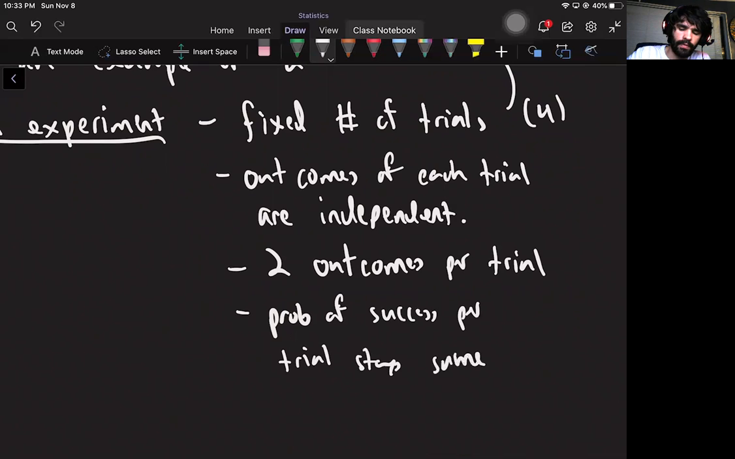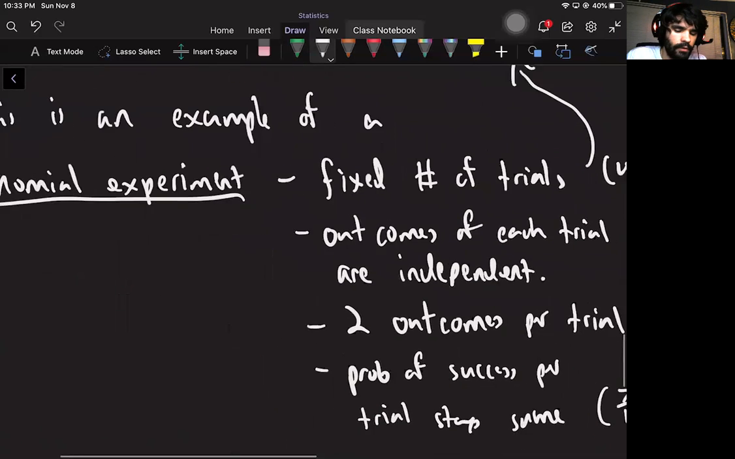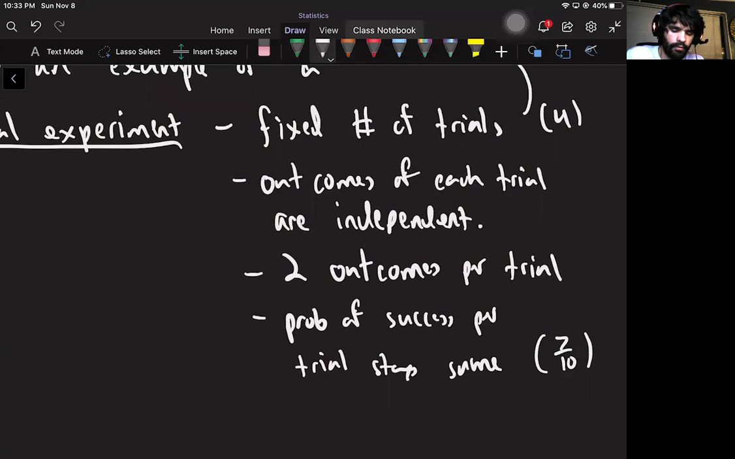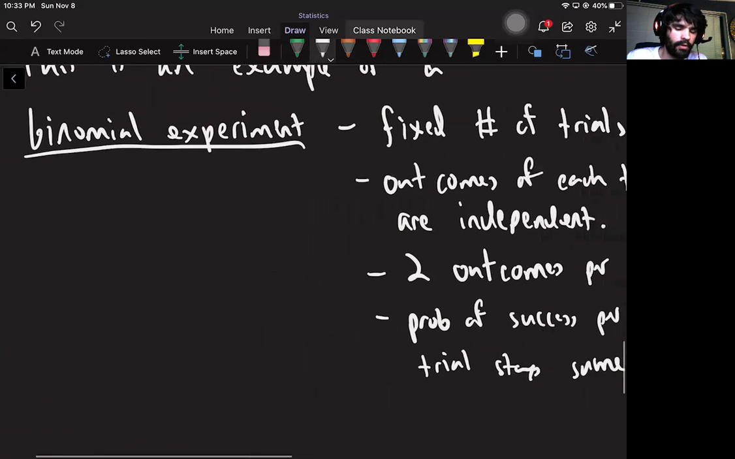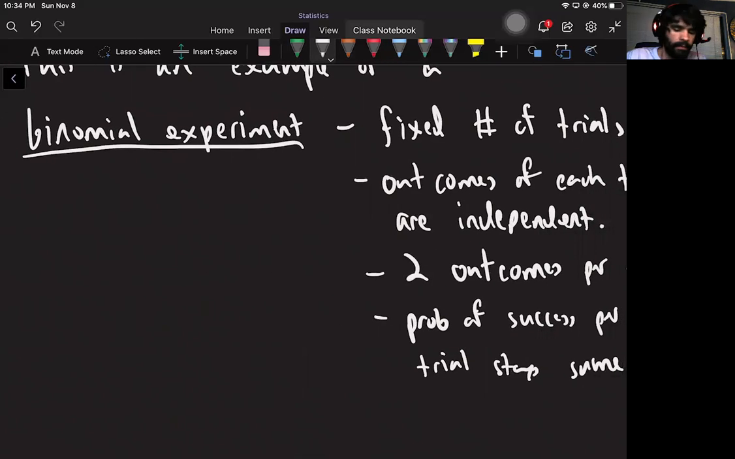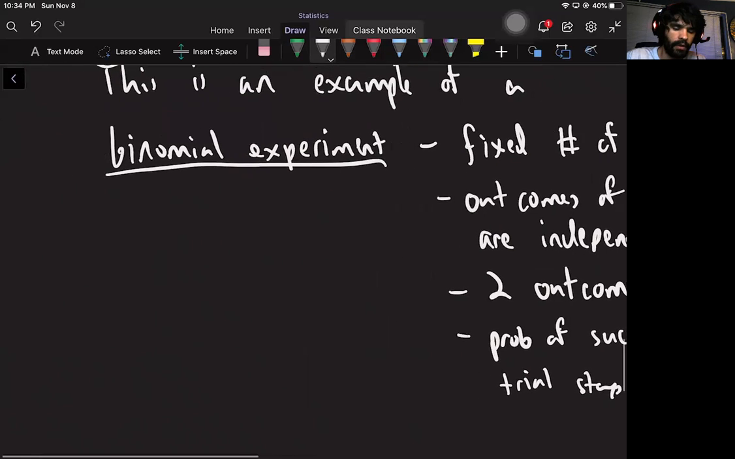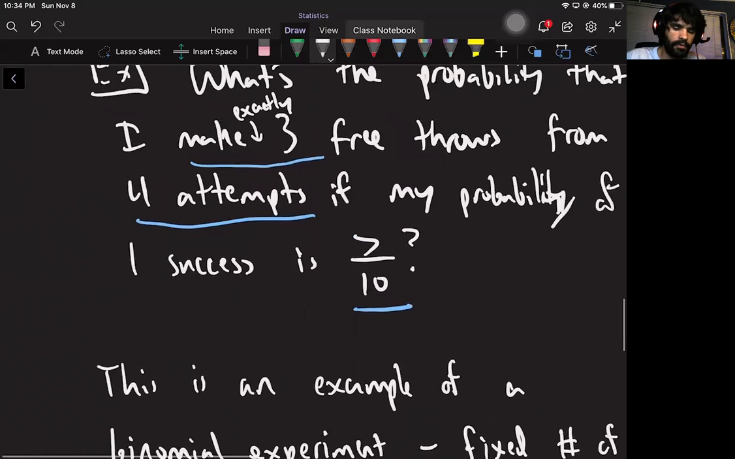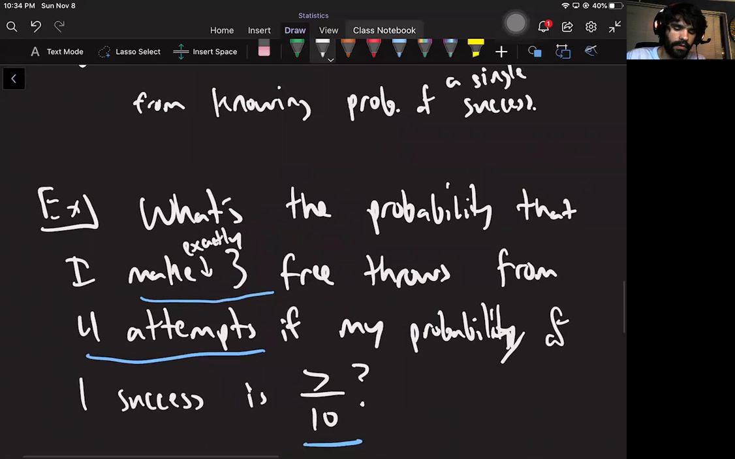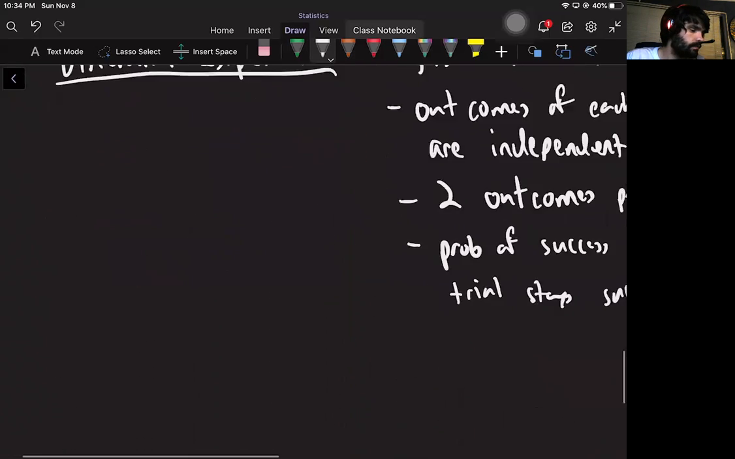So in this case, in each individual trial, the probability is always 7 out of 10. Okay, but these are the 4 requirements to be a binomial experiment. Okay, so now what we're going to do is make a probability distribution dealing with this situation. So what does that mean we need?